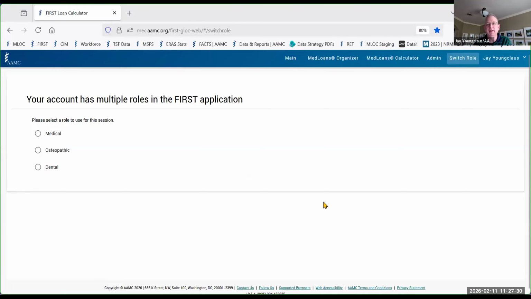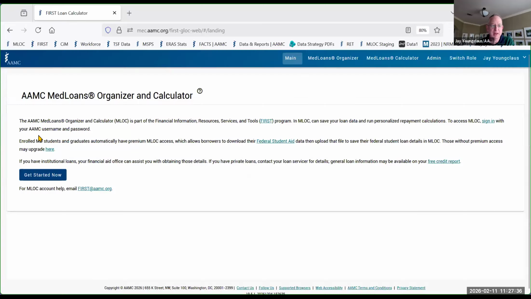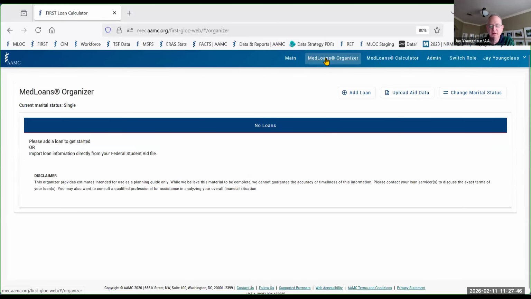Okay, so I'm a power user at the AAMC, so I can use all different calculators. Most of you will not see this step. You'll just start right here: the MedLoans Organizer and Calculator. Step number one is to get your loans into the organizer. So I'm going to click there, and you'll see here is the organizer. Jonathan was mentioning earlier your NSLDS aid file. That's how we're going to get started here.